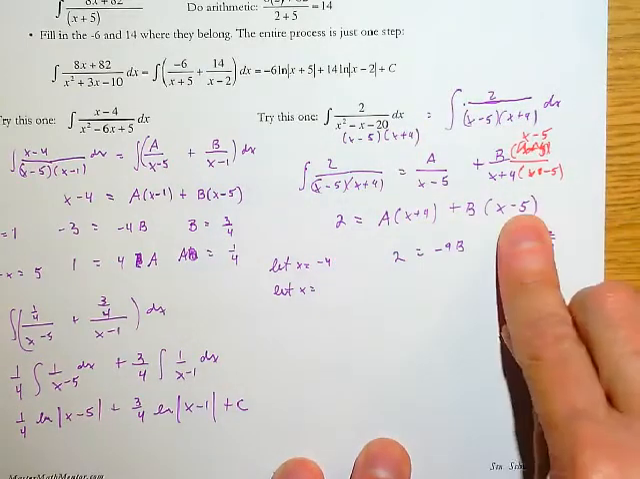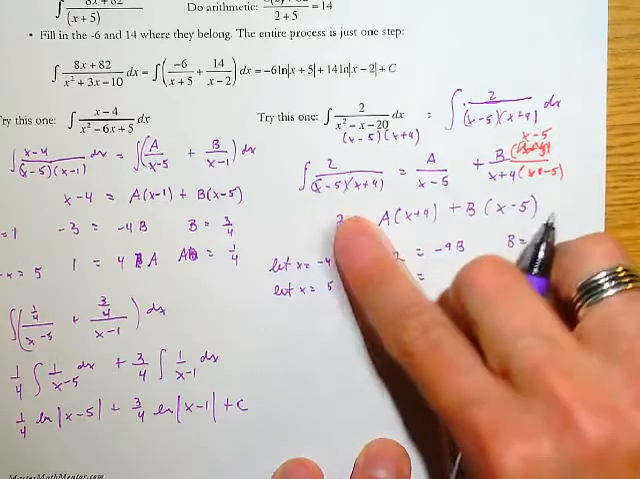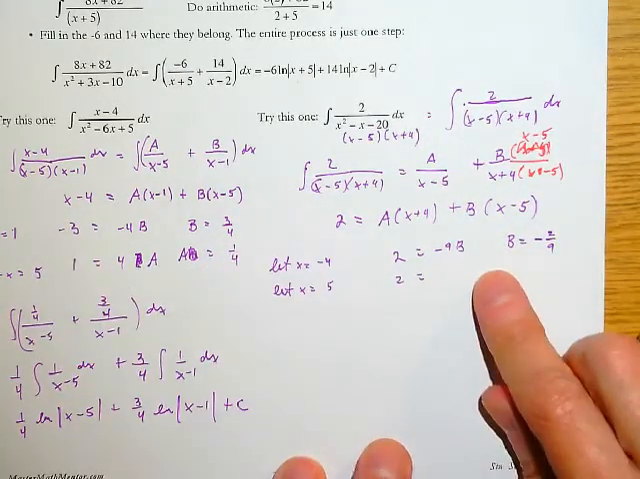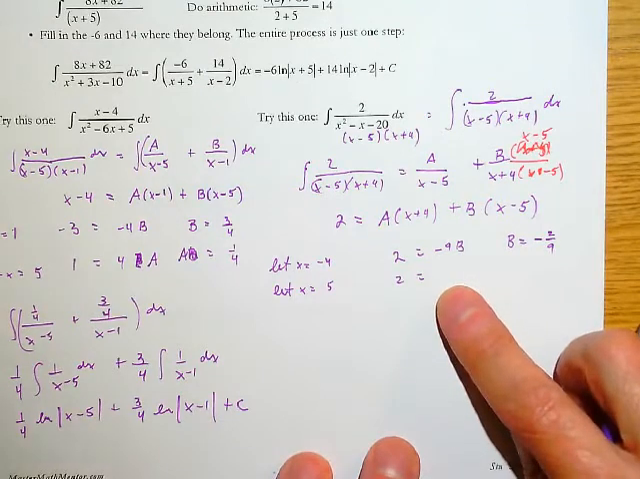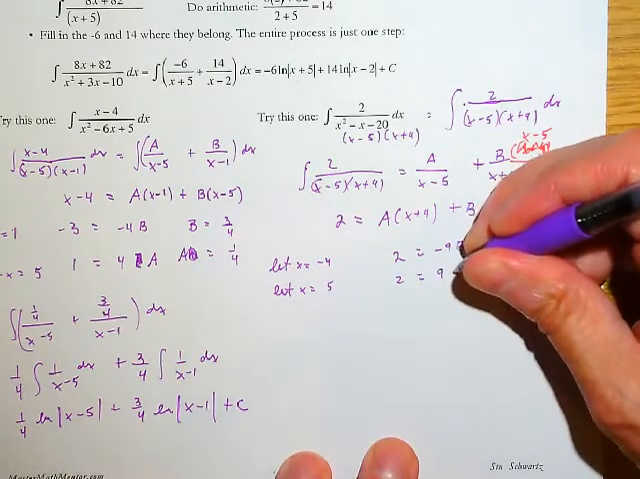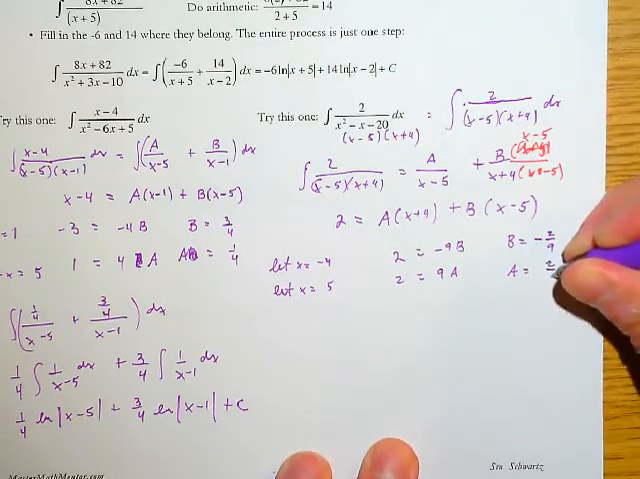We already got that one. Positive 5. So we get 2, again, because this side doesn't depend. This side did, so make sure that you see that. Let's see, 2, 9, right? That's going to be 9a. So a equals positive 2/9.